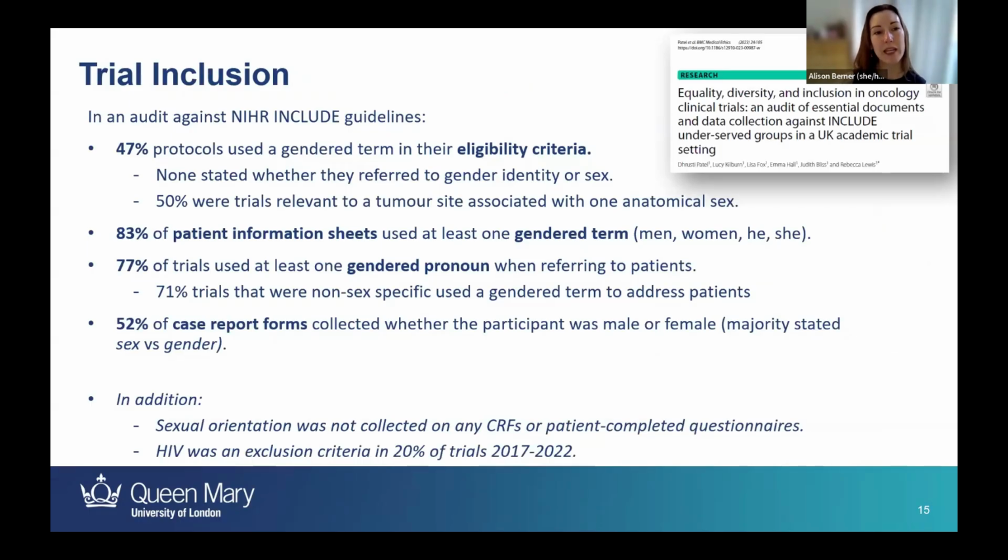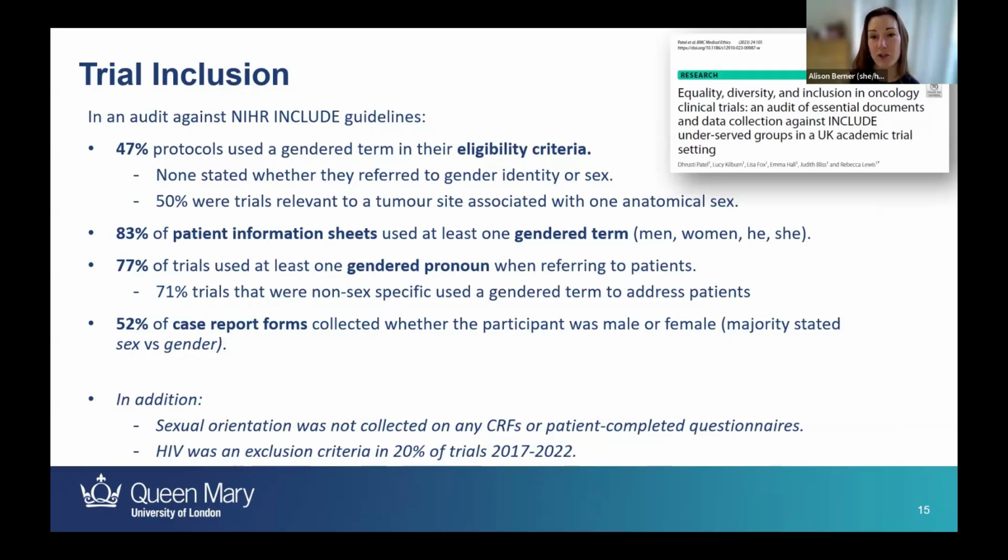How inclusive are we being in trials? This was a piece of work linked to the DISTINCT work, which you've already heard about, which audited a number of trials against the NIHR INCLUDE guidelines. It found that less than half of the protocols used a gendered term in their eligibility criteria, but it was almost 50%, and those weren't necessarily gendered trials.